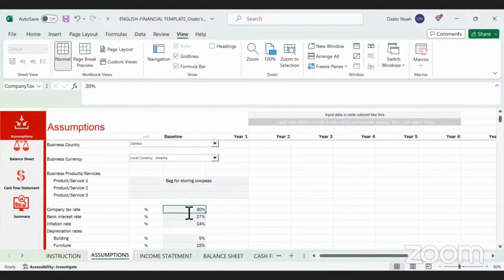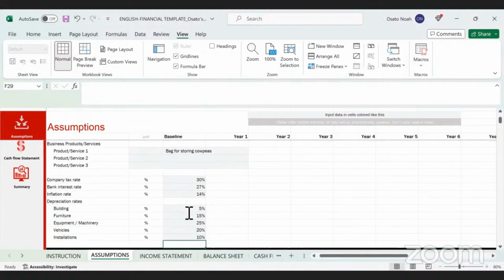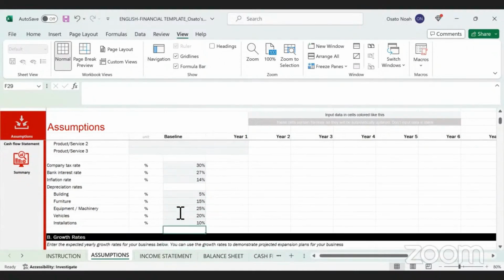And company tax rate for Zambia is 30%. Bank interest rate is about 26.66%, and then inflation rate is 14%. However, the depreciation rates, all of these rates you see will be pre-populated. The company rate, you have to provide all of that, because we are from different countries, the bank interest rate and inflation rate differs. But the depreciation rates for buildings, installations and every other thing are given to you, and they are pre-populated.